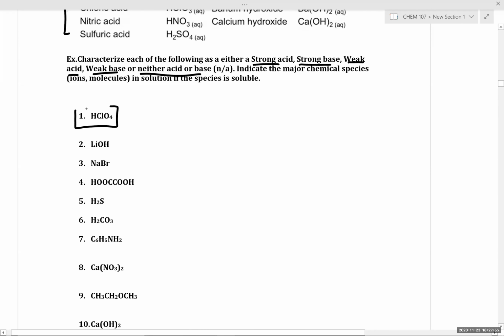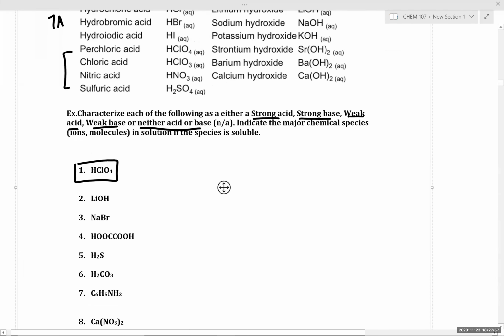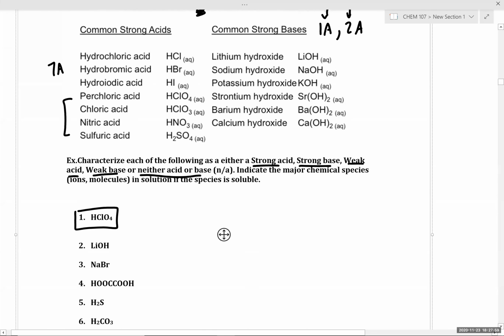So the first one is perchloric acid, HClO4. Would we consider this a strong acid, weak acid, strong base, or weak base? What do we think for perchloric acid? Strong acid. Yep, exactly right.